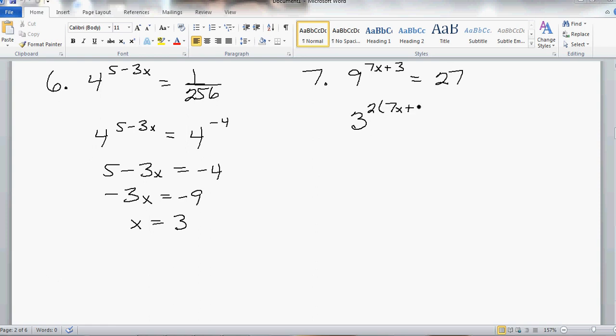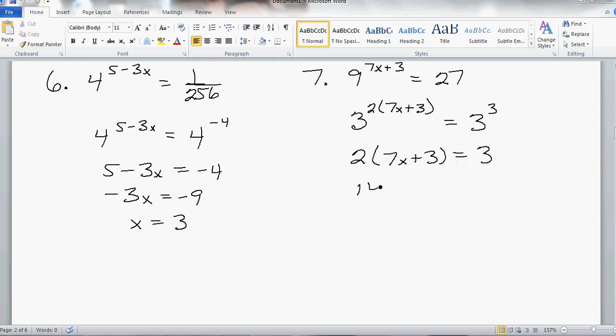So all that does is change this a little bit. I'm going to take 3 squared raised to the 7x plus 3 power. And this is going to become 3 to the 3rd power, because 3 to the 3rd power is 27. So then all I have to do is, since the bases are the same, I just have to set the exponents to be the same.